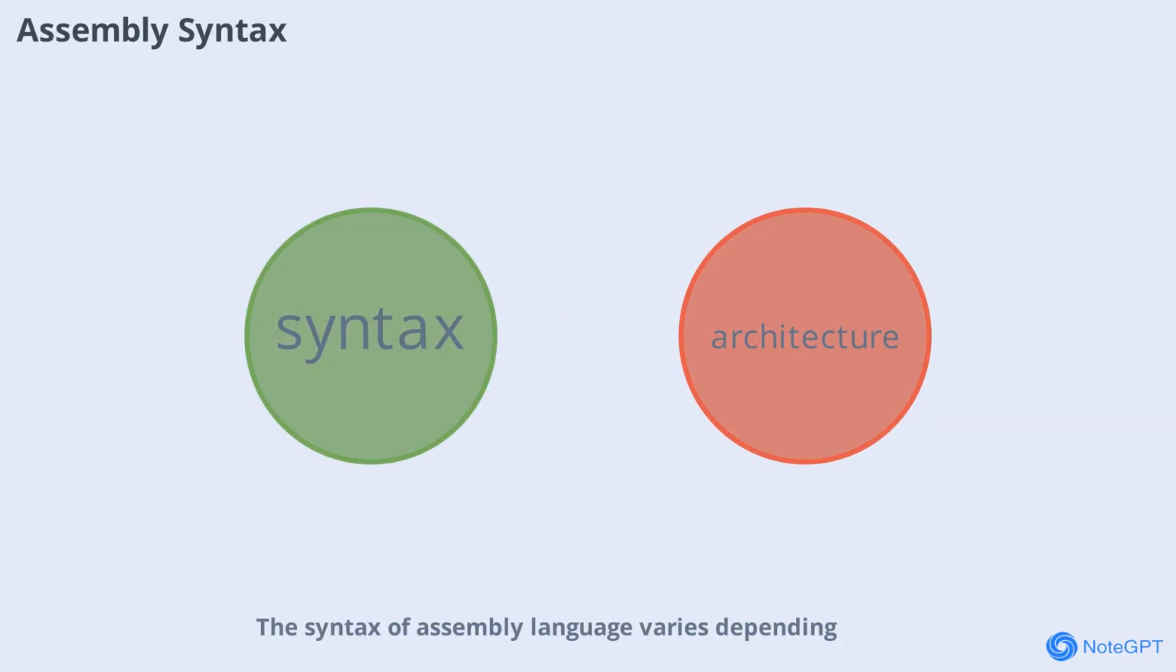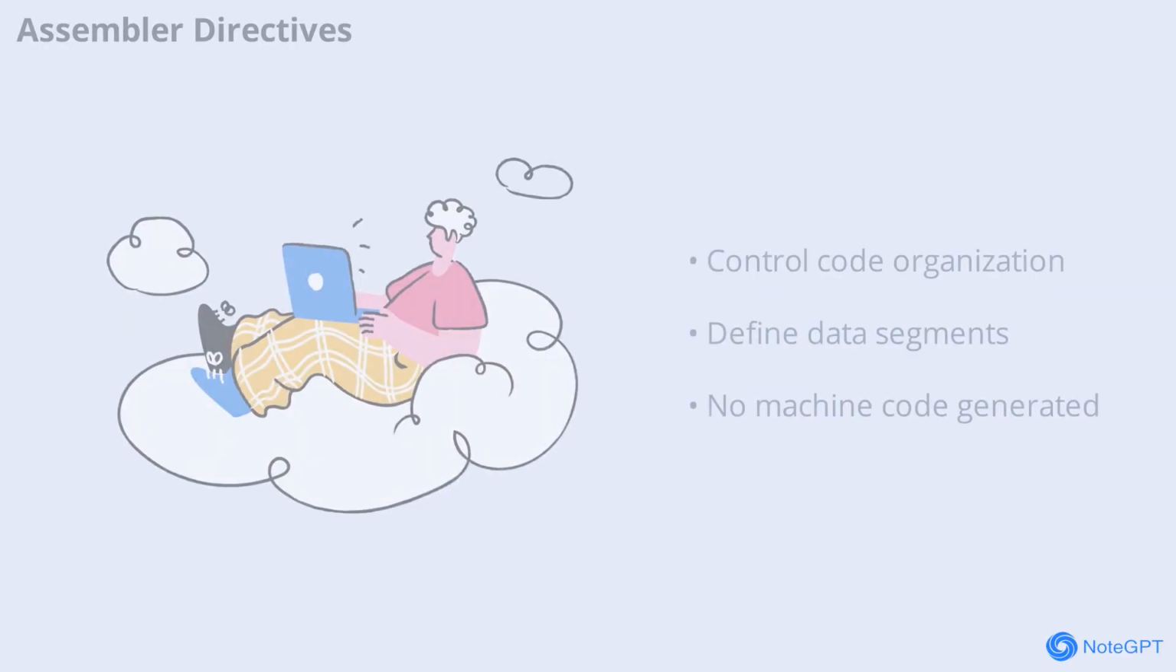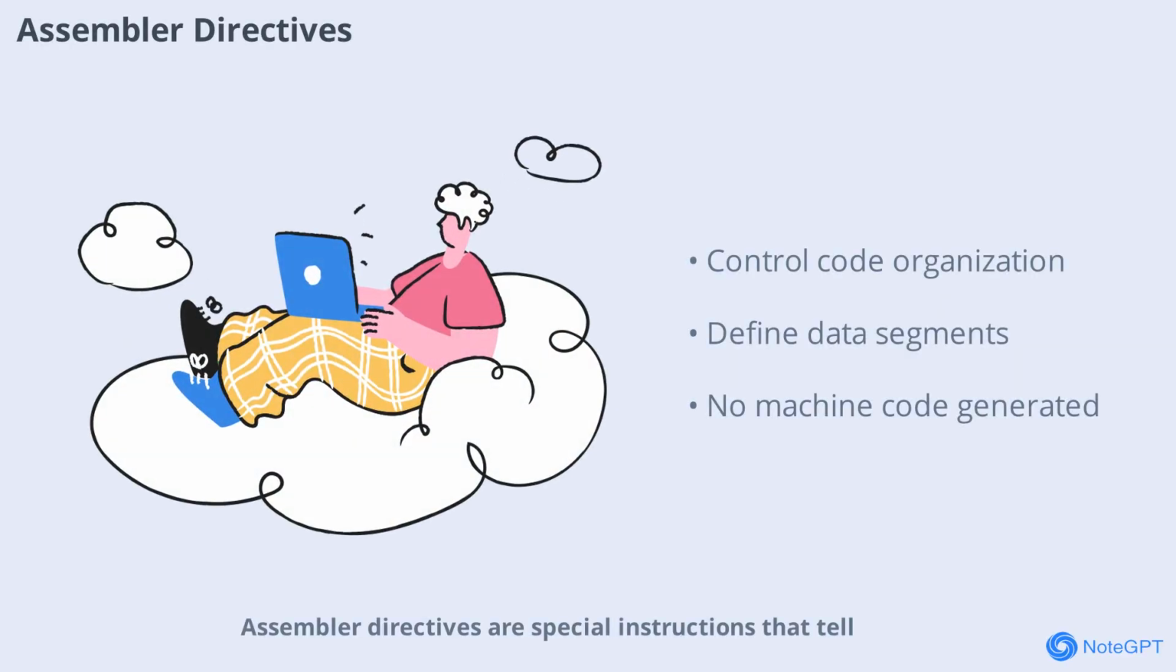The syntax of assembly language varies depending on the processor architecture and assembler being used. However, most assembly languages follow a similar structure: an instruction mnemonic, followed by operands such as registers or memory addresses. Understanding the specific syntax rules for your target architecture is crucial for writing correct and efficient assembly code. Assembler directives are special instructions that tell the assembler how to process the code.